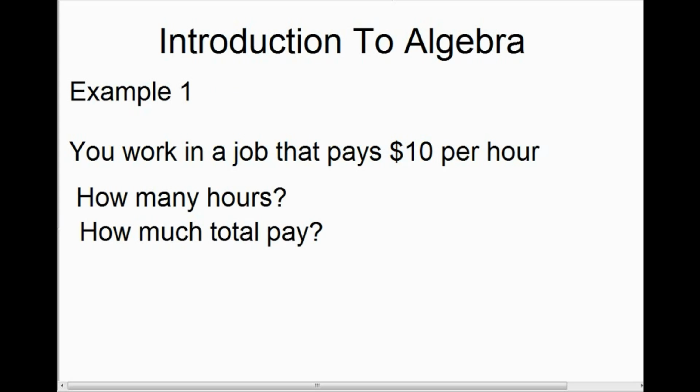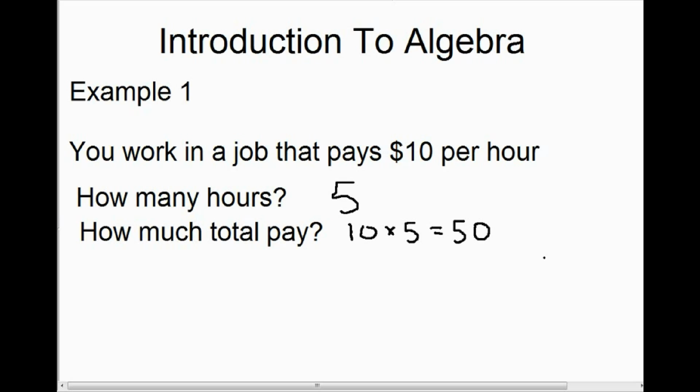So suppose we worked for 5 hours. So that would answer the question, how many hours? Well, in order to figure out how much the total pay is, we need to calculate that, and we would multiply 10 times 5, because we get paid $10 per hour for each hour. We're working for 5 hours, and that's going to tell us that our total pay is $50.